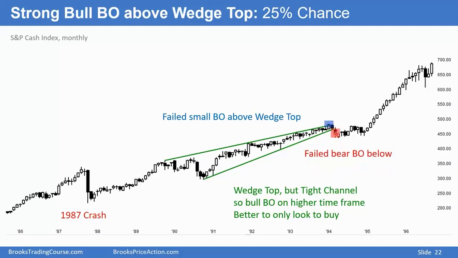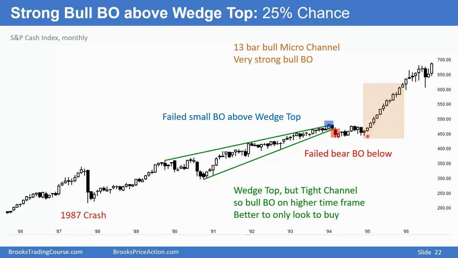But the bear breakout failed here. The bears tried again here, they failed. They tried again here, they failed. We're getting a failed bear breakout below a very tight wedge bull channel. At some point, after maybe 3 or 4 bars, you have to decide the bulls have won and that we're going to get some kind of a measured move up, which we did.